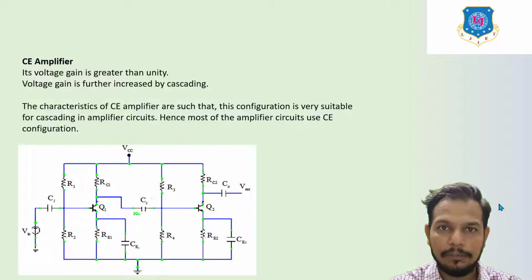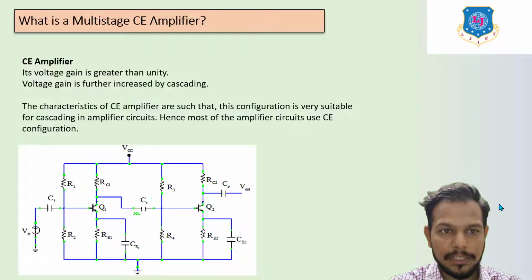There are three types of configurations available: common base, common emitter, and common collector, of which the most useful is the common emitter configuration. Now here we can see this is a multi-stage CE amplifier. In a multi-stage CE amplifier, its characteristics are like this.